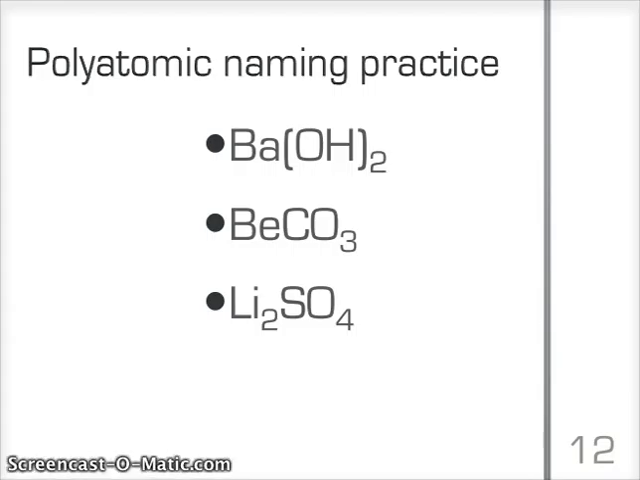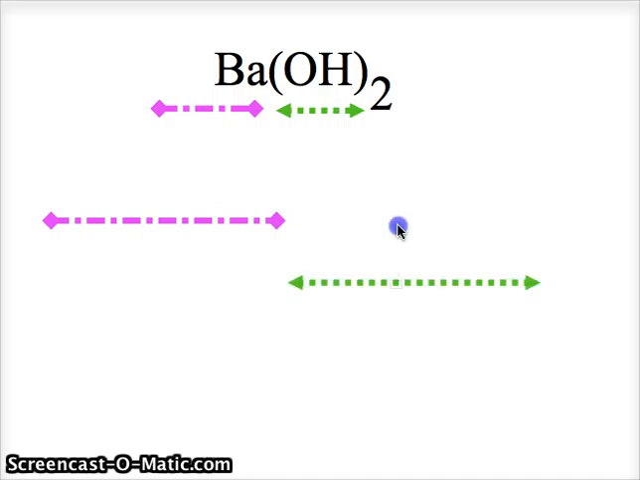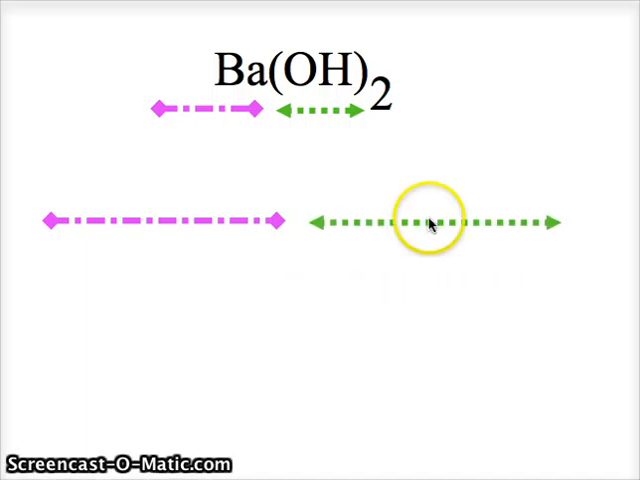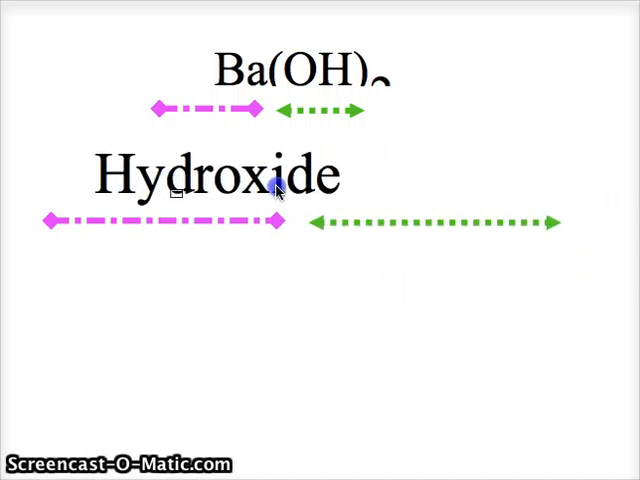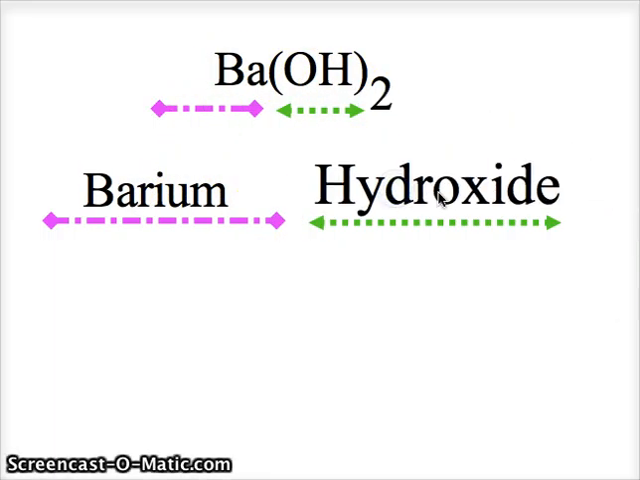Your first one is Ba(OH)2. Again, notice you have the parentheses, so that is a compound all its own. And we have our first part, which is going to be Ba. So first name, last name, everything only has two names. First name is barium, Ba is barium, OH is hydroxide: barium hydroxide.